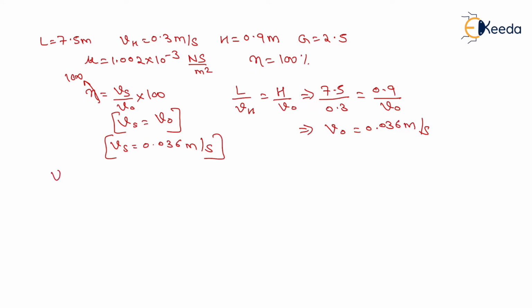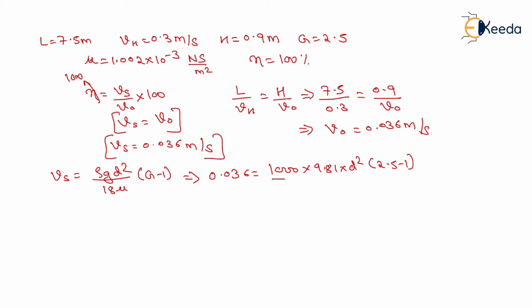Now the formula of Vs is equal to rho g d square upon 18 mu into (G minus 1), according to Stokes law. Now we have all these values, and we need to determine only the d square value. So for the calculation of d square, we write 0.036 equals 1000 into 9.81 into d square into (2.5 minus 1) divided by 1.002 into 10 to the power minus 3 Newton second per meter square. And 18 is also there, that is 18 mu.